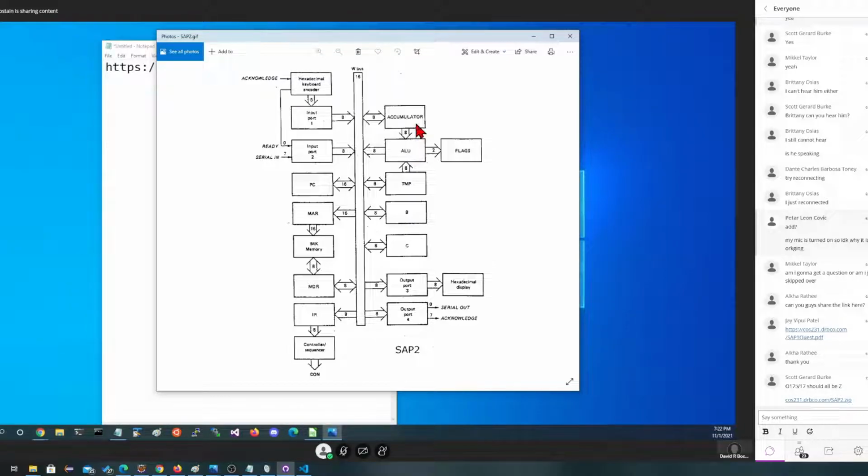It's always doing whatever the currently selected logic function is between the accumulator and the temp register. So the result in here is always known if you know what's in the accumulator and what's in the temp register, and you know which logic function has been selected.